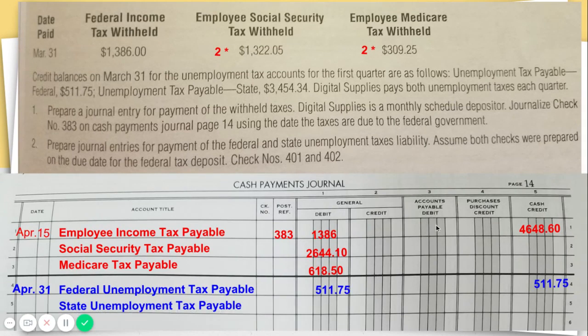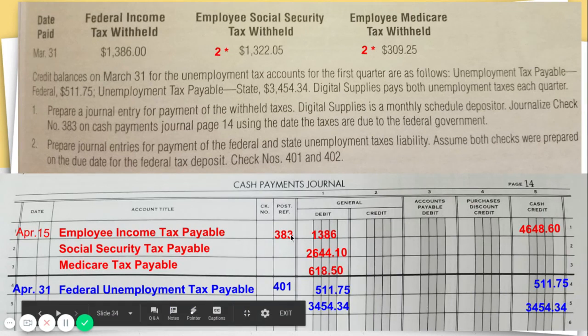We get $511.75 as given in our problem. The state is $3,454.34 as given in our problem. And the last part is to note our check numbers. Once again, I put these in the wrong spot. In the post reference, they're supposed to be in the check number.